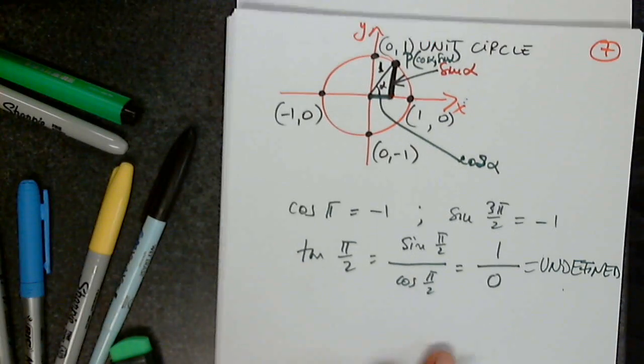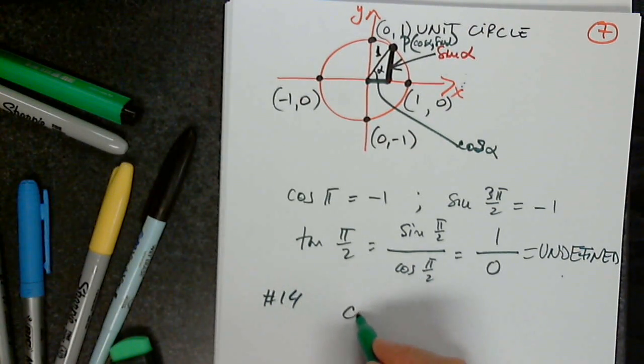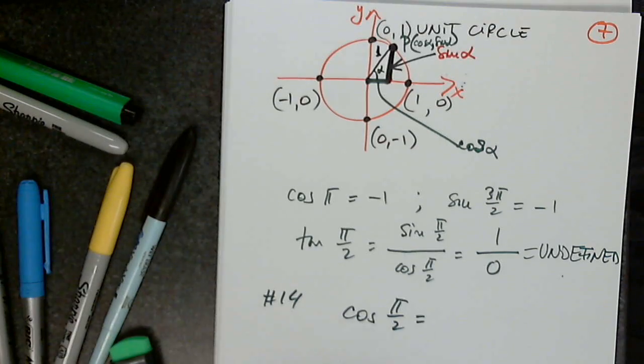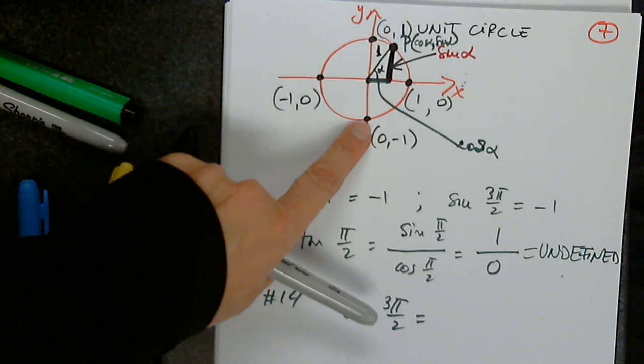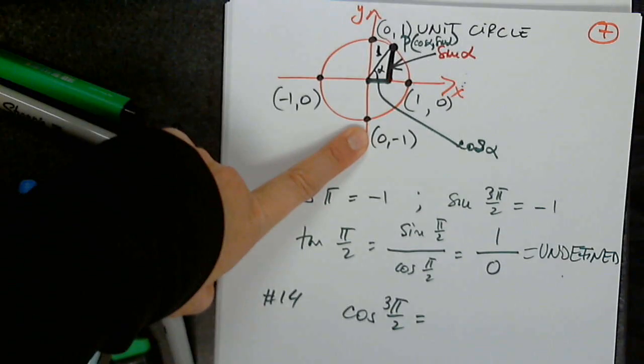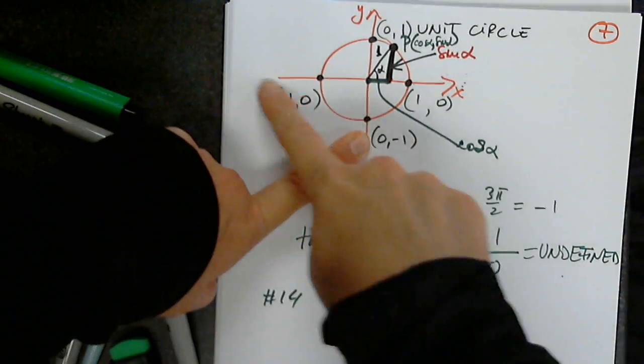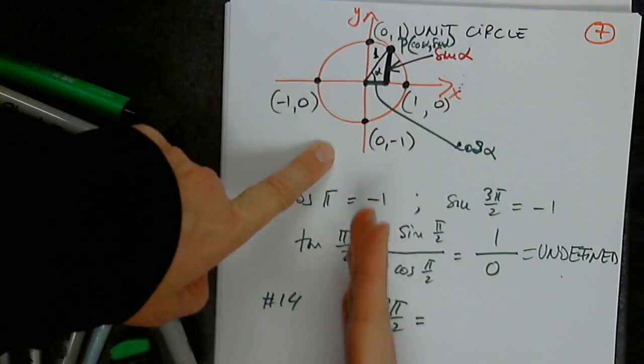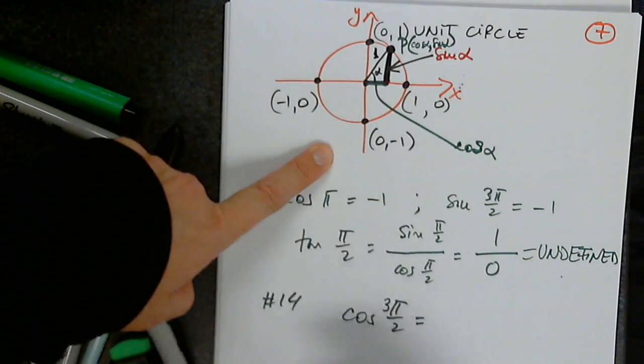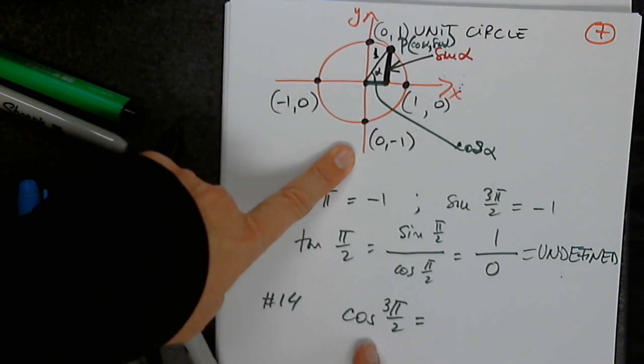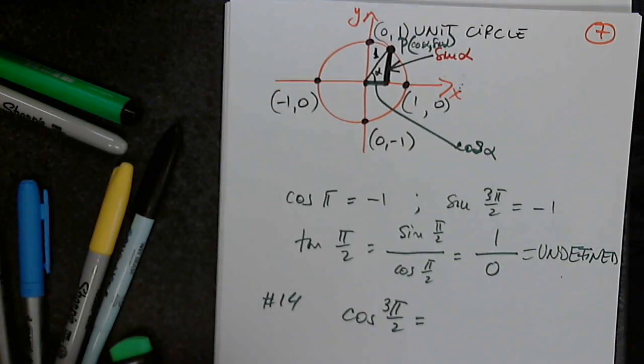Before you choose, I'll choose 14. Cosine pi over 2. No, I'm sorry. It's cosine 3 pi over 2. Where will you look? Okay, cosine is the first coordinate or the second coordinate? Of course it's the first coordinate because cosine is measured on the x-axis and sine is measured on the y-axis. So it's the first coordinate. So how much is cosine 3 pi over 2? 0.